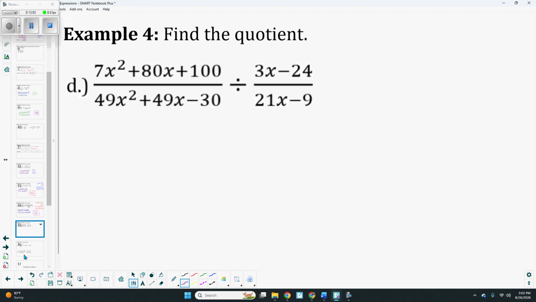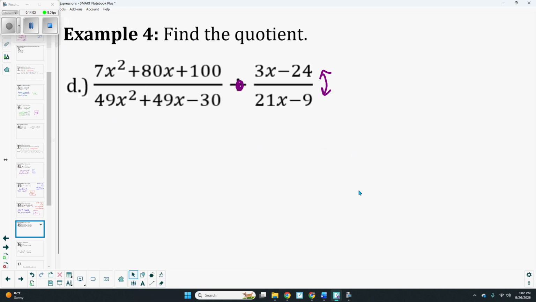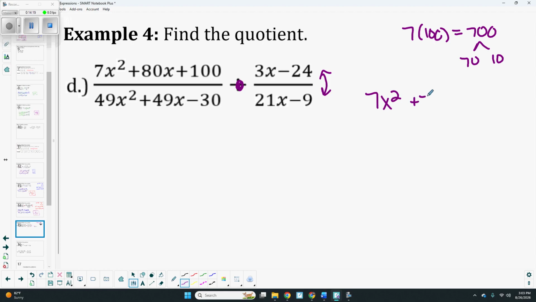One more together, even more complicated. Thankfully, this one's not as bad to flip over, but we do have two to factor and with quite large numbers. Okay, so starting with this one, 7 times 100 was 700. 70 times 10 gives me 700, and adding them gives me 80. So that's going to be 7x squared plus 70x plus 10x plus 100. 7x out of those, left with x plus 10. 10 out of those, left with x plus 10.